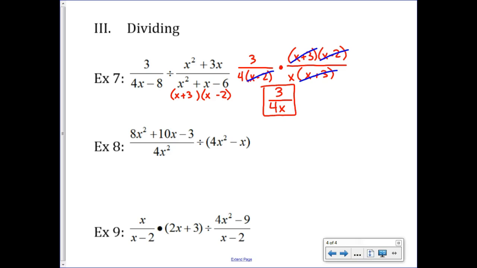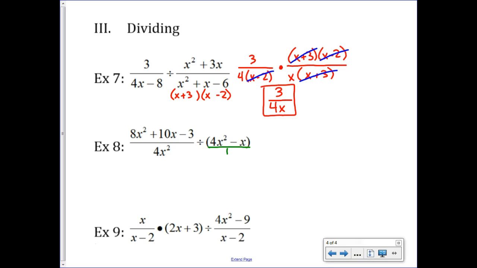Guys, at any time if you are feeling comfortable with these and you want to try them on your own, go ahead and pause the video to do that. Okay, so this next one, this 4x squared minus x is in the numerator, so there's a denominator of 1, but remember we're going to flip that over in just a second. So I'm going to look for what I can take out of 8x squared plus 10x minus 3.